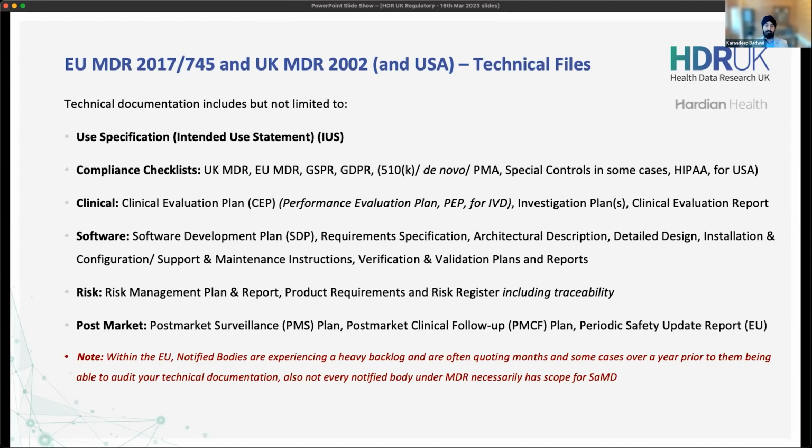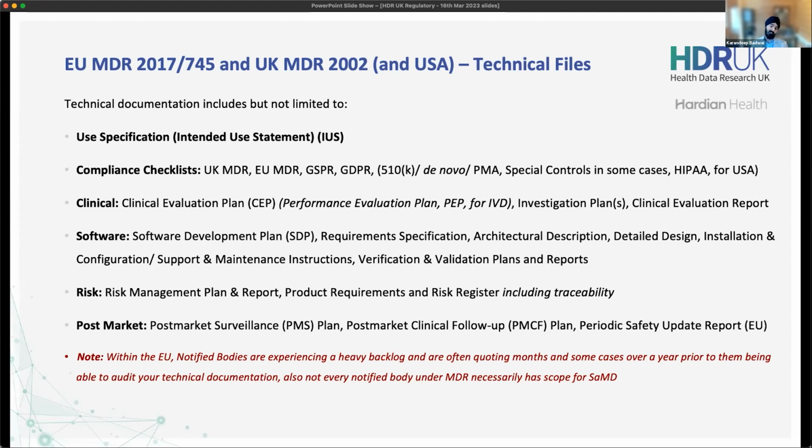There's going to be installation and configuration. If your device has to be installed, what is the set of instructions? Are there going to be different versions? Is it that people are going to have certain features turned on or off? What's going to be the maintenance of it, of course? And then, of course, the verification and validation. Risk management plans, reports, product requirements, risk registers effectively.